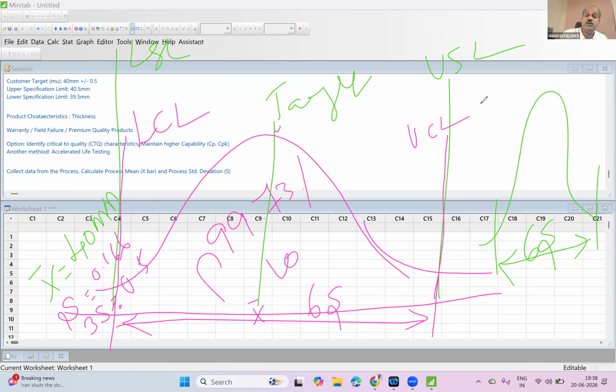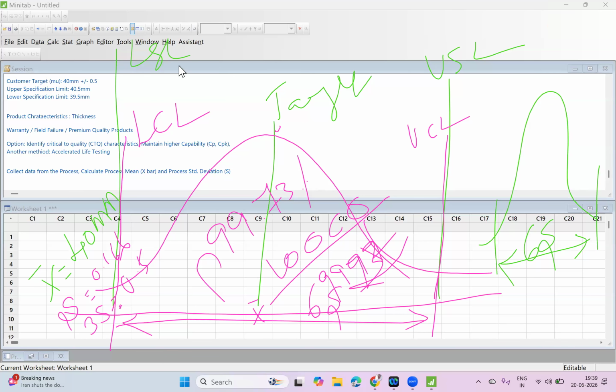In this situation, if you produce 10,000 parts, your process has a natural ability to produce at least 9,973 parts within the specification. Are you getting my point? If you produce 10,000 parts, 9,973 parts will certainly be within the spec. Are you able to relate this, all of you? Yes, sir.